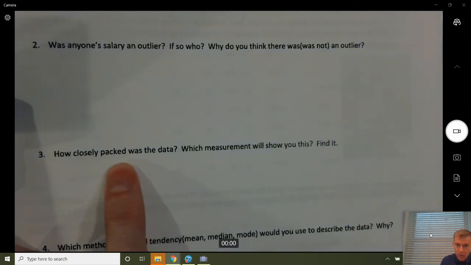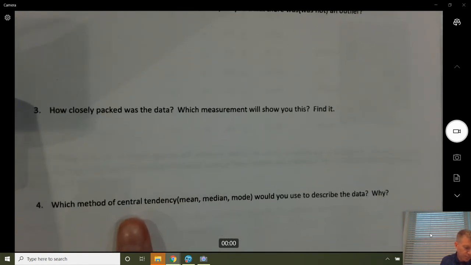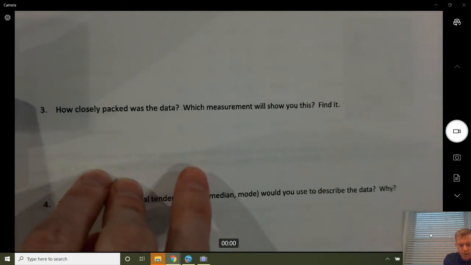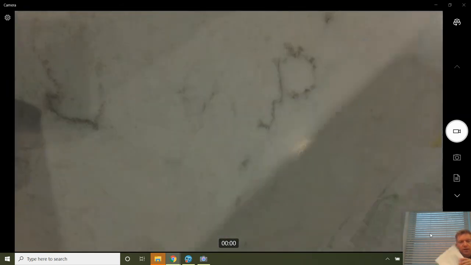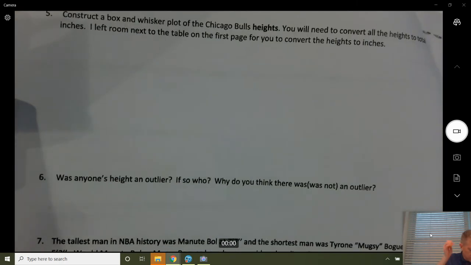How closely packed are the data? Are they really closely packed? The weights were pretty closely packed. Then I want you to look at these questions. And then the last page, you're going to do the same thing with the heights. And you're just going to do these questions over here.